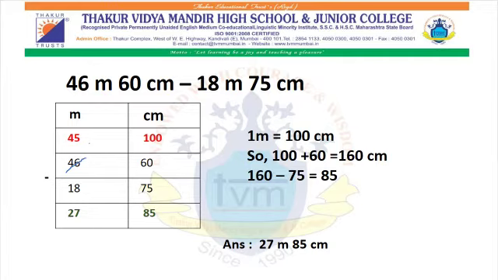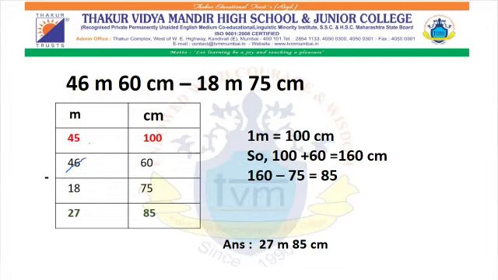Now, starting our subtraction from centimeters, you know that you cannot subtract 75 from 60. So, what we are going to do is we will borrow 1 from meters. That is 1 meter we will borrow. Now we have to again convert it into centimeters. And you know that 1 meter is equal to 100 centimeters. So on the centimeters side you are having 100 plus 60, that is 160.